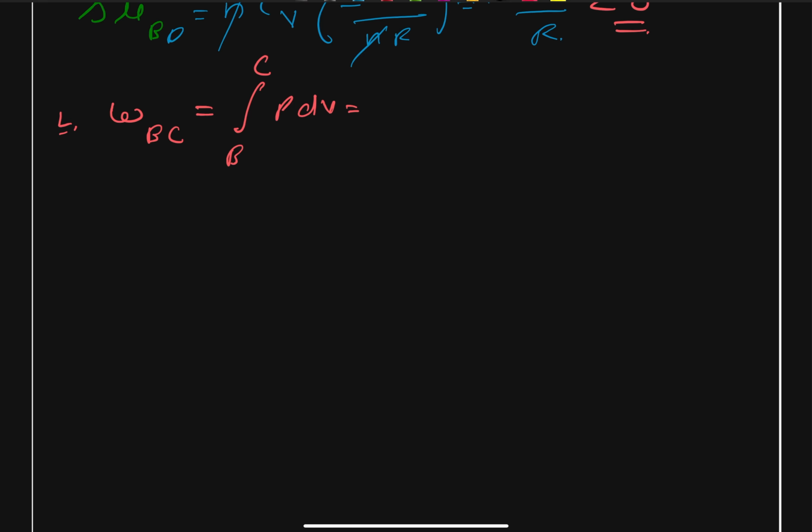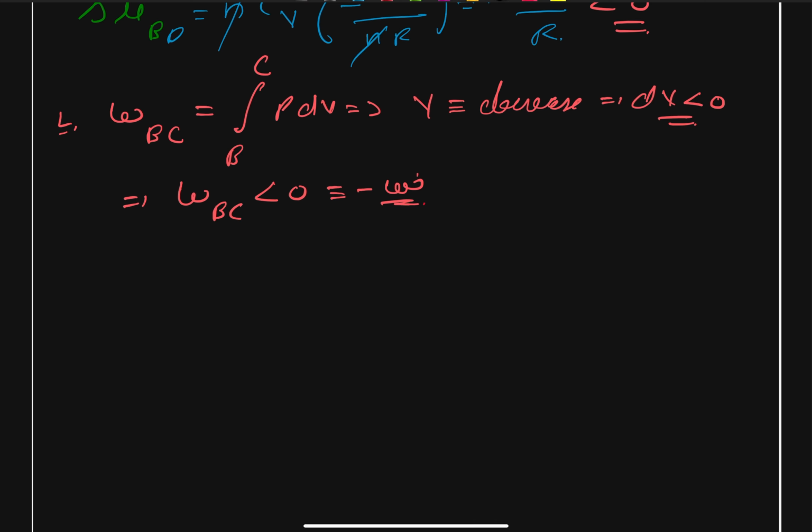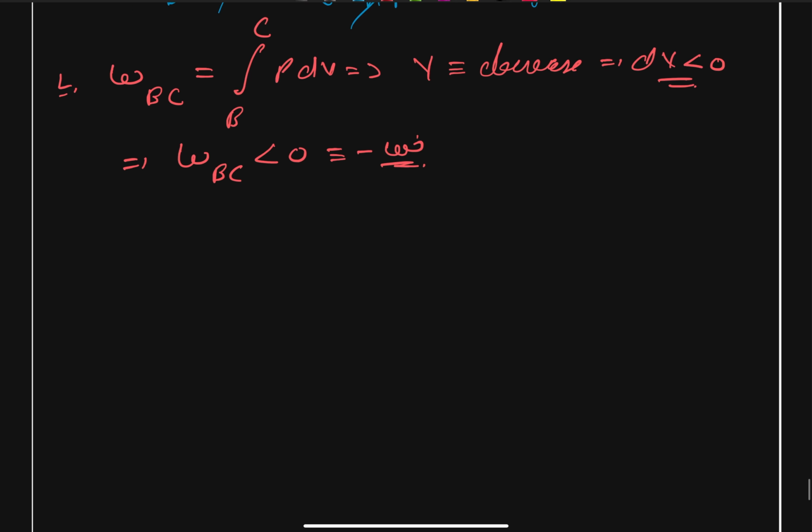We can say that our V decreases, therefore we can say our dV will be less than 0. So which basically means that the work done will be less than 0, that is negative. And let us verify by using the parametric form of our equation. That is going to confirm whether this is true or not.